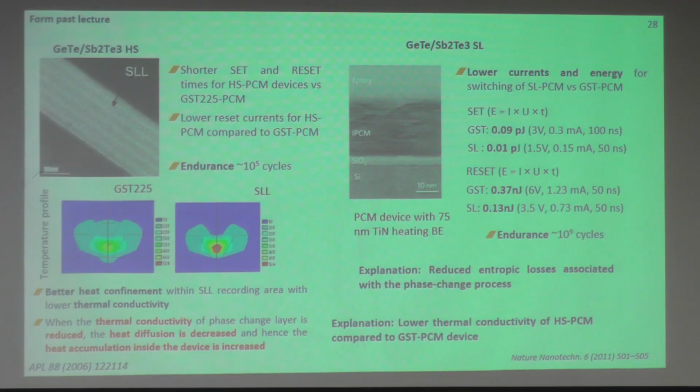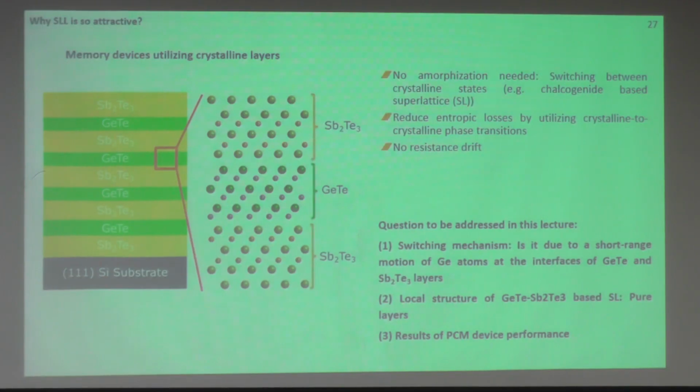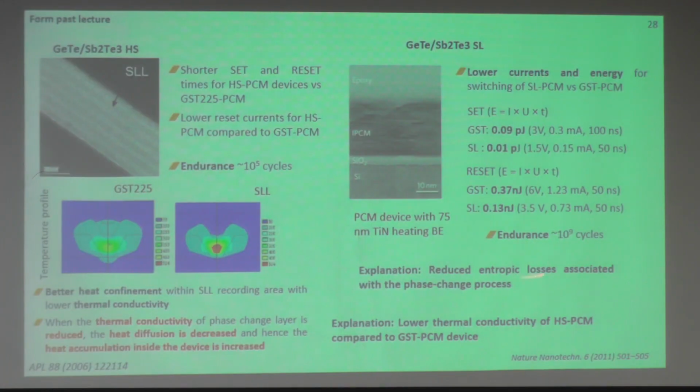So here again they explain this by the atomic movement at the interfaces. I will consider more on this. In simple words, they explain it by crystalline transition, and that is why we have this low energy consumption of such superlattice devices.